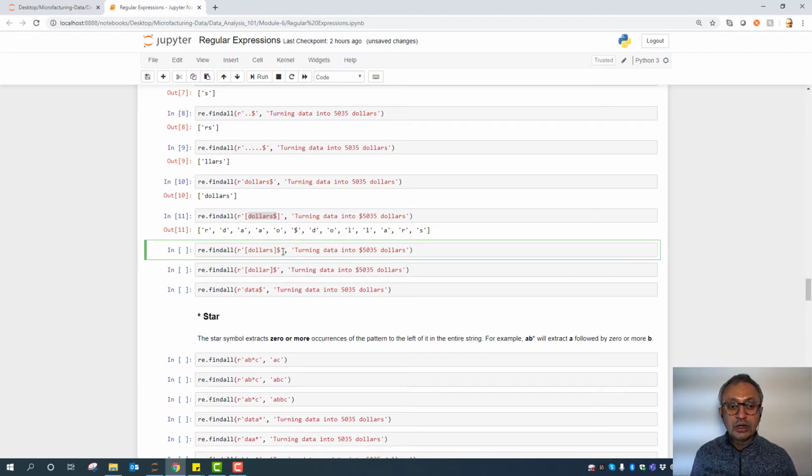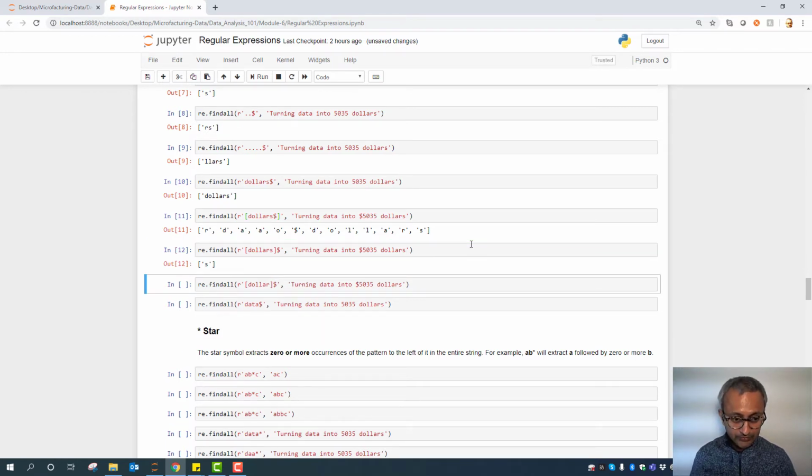What if it's a dollar outside of that square bracket? That means it's going to find something at the end of the string. Any of these characters at the end of the string is going to return something. So it was able to find S, because S is one of the characters in that square bracket, so it's able to return that.